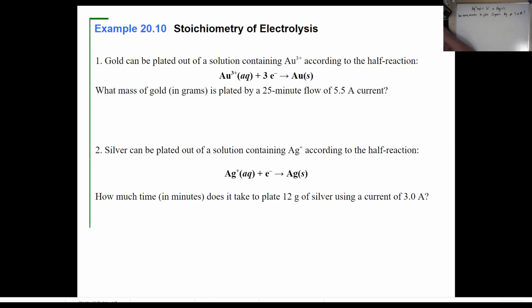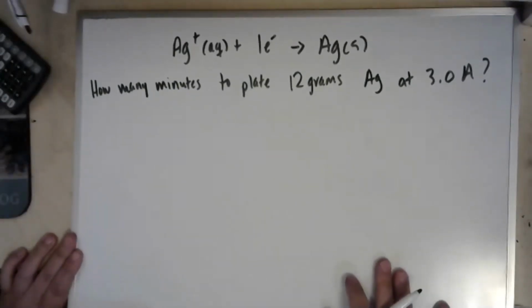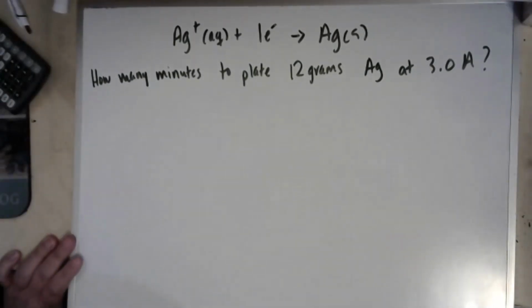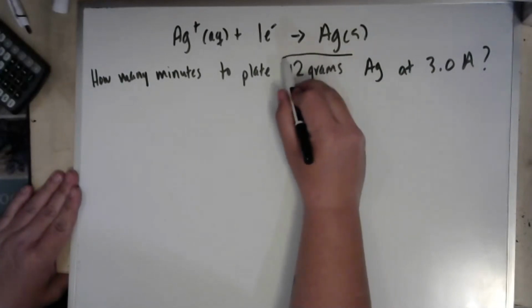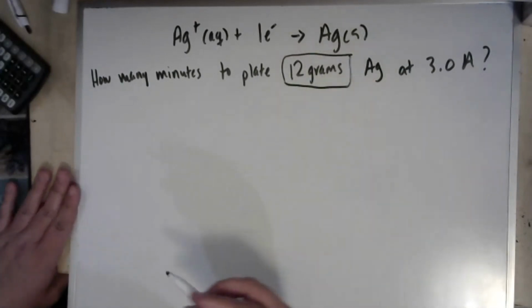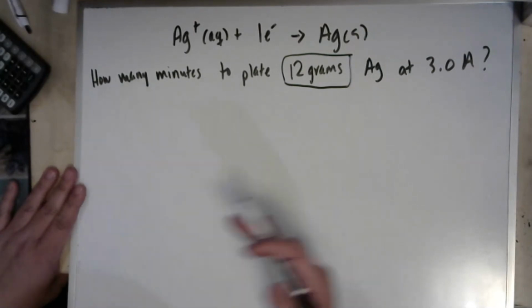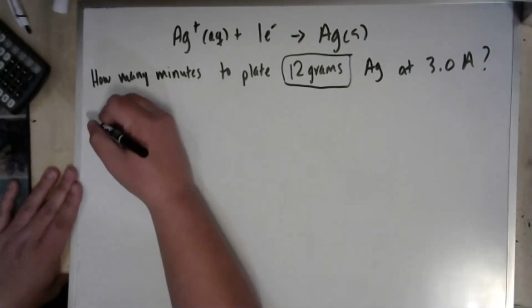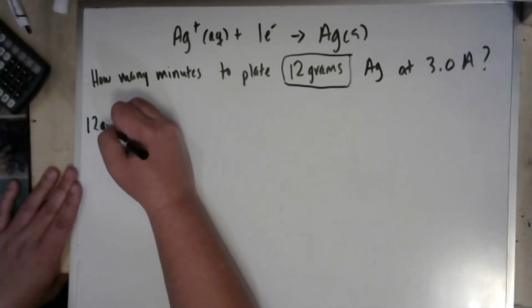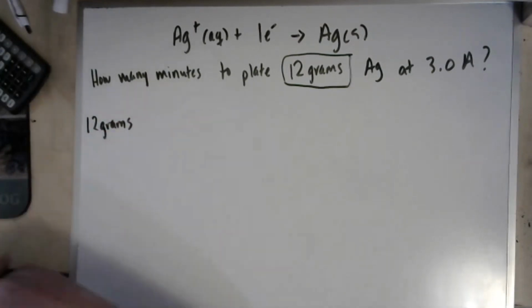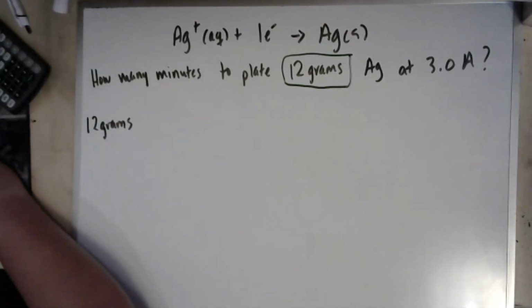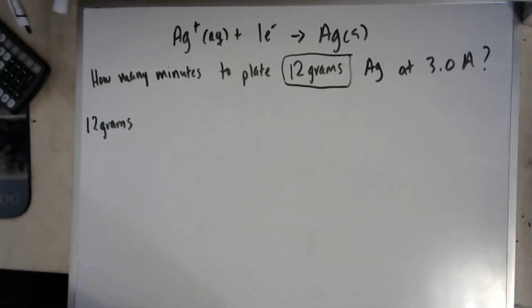Okay. So here we're kind of looking at almost the reverse question. Here they're telling us the amount of silver that we need to plate, and they want to know how long it will take for that to happen. Okay. So we're going to start with our mass value that we're looking for, that we're going to look to end up with, the 12 grams.